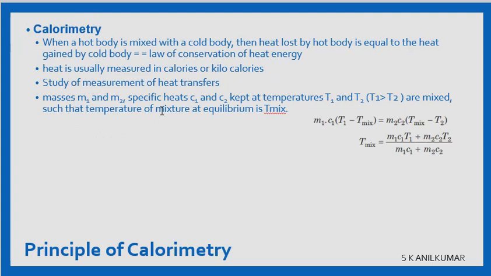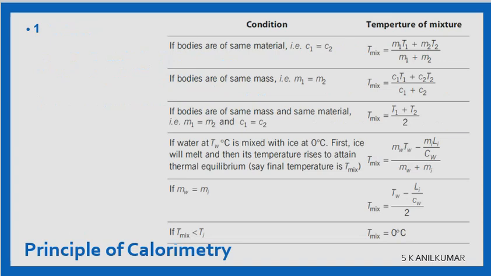Suppose there are two bodies of mass M1 and M2 and specific heat C1 and C2 kept at temperatures T1 and T2, where T1 is higher. When these are mixed, the hot body cools down and the cold body warms up. The equilibrium temperature T mix is arrived at as M1 C1 T1, mass 1 into specific heat 1 into temperature 1, plus M2 C2 T2, mass 2 into specific heat 2 into temperature 2, divided by M1 C1 plus M2 C2. M1 C1 is mass into specific heat. This is the principle of calorimetry. The temperature of the mixture is (M1 C1 T1 plus M2 C2 T2) divided by (M1 C1 plus M2 C2).